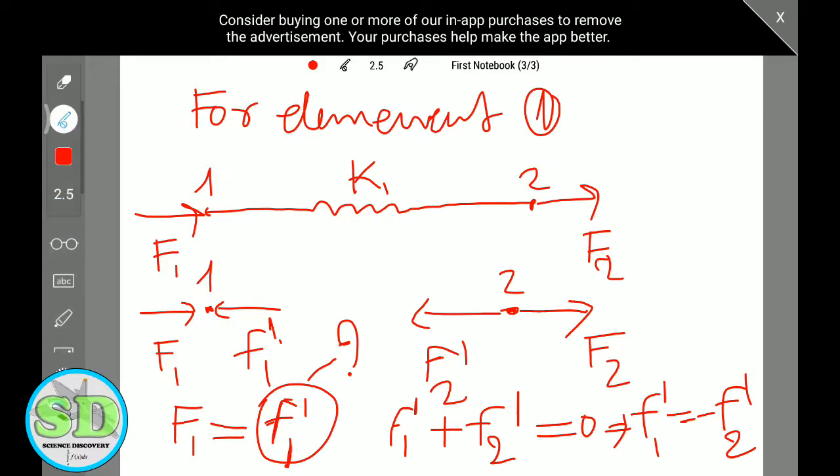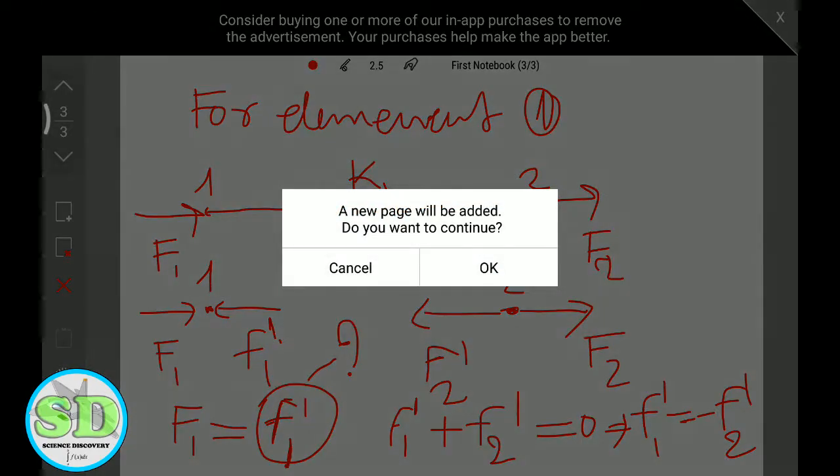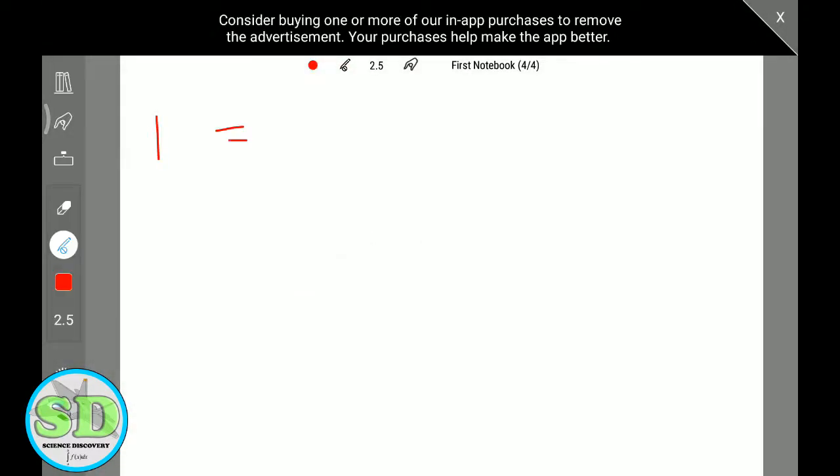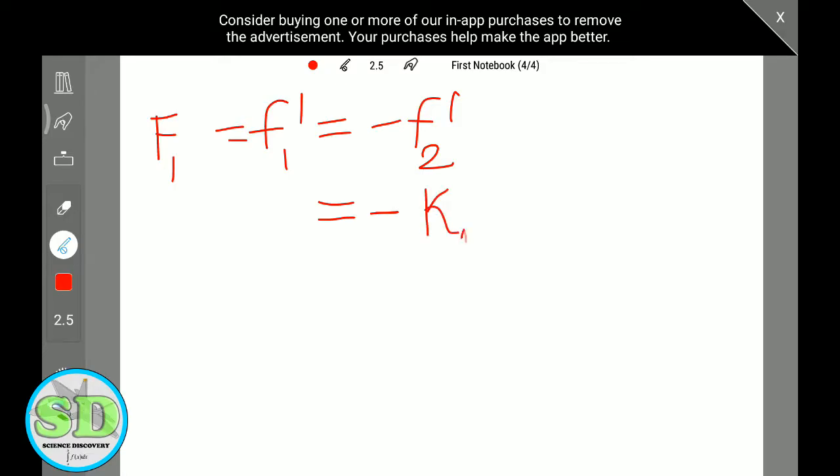Go to the next page. External force F1 equals F11, which equals minus F21, and we can write F21 equal K1 times U2 minus U1, where U2 minus U1 is the displacement.